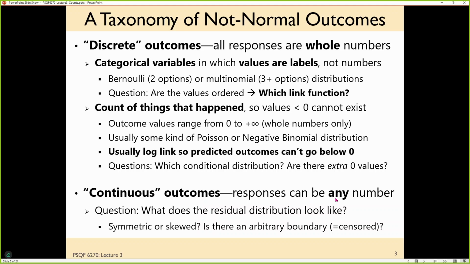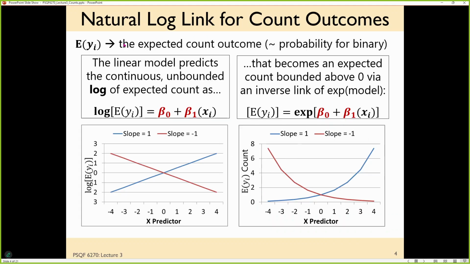The other kind of outcome then would be things that are truly continuous, where responses can be any number, not just integers. So things like heart rate, income, like money, blood pressure, anything that's measured very continuously, only limited by the frequency of measurement. And we'll have the same question about what kind of distribution we should use for this as well. So here, terminology. Our link function for count outcomes is going to be the log, natural log. You already learned this.